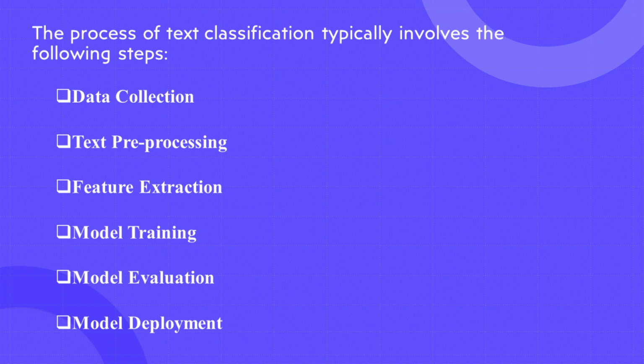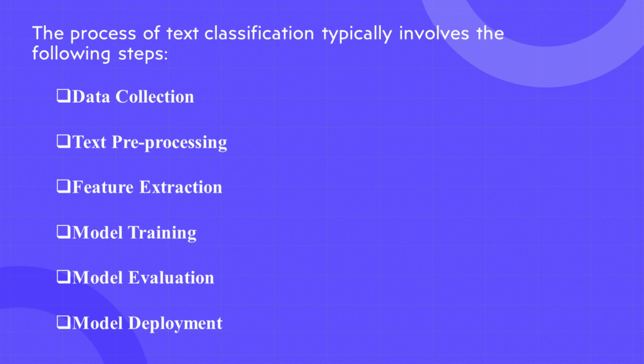Data collection. The first step in text classification is to collect a dataset of text documents that are representative of the categories you want to classify them into. This dataset can be created by hand or by using web scraping tools to collect data from online sources.